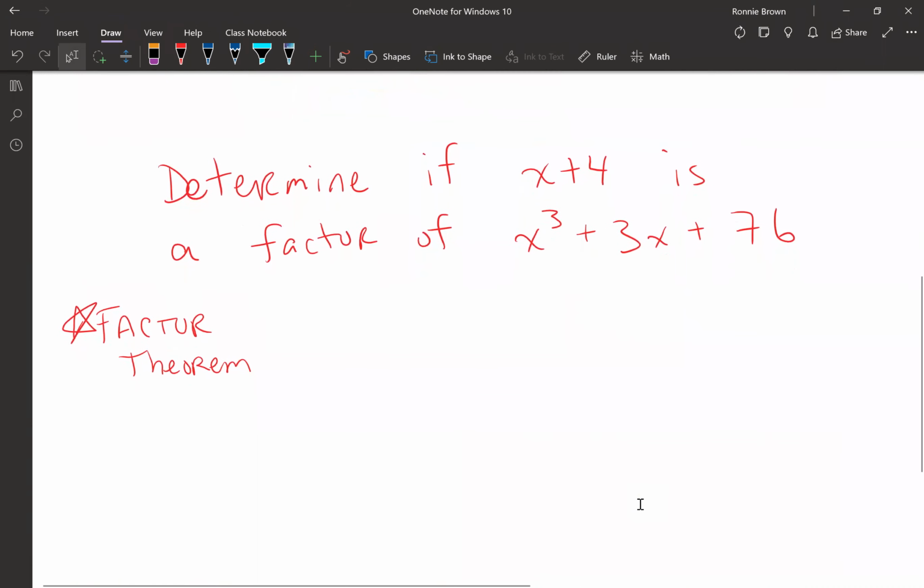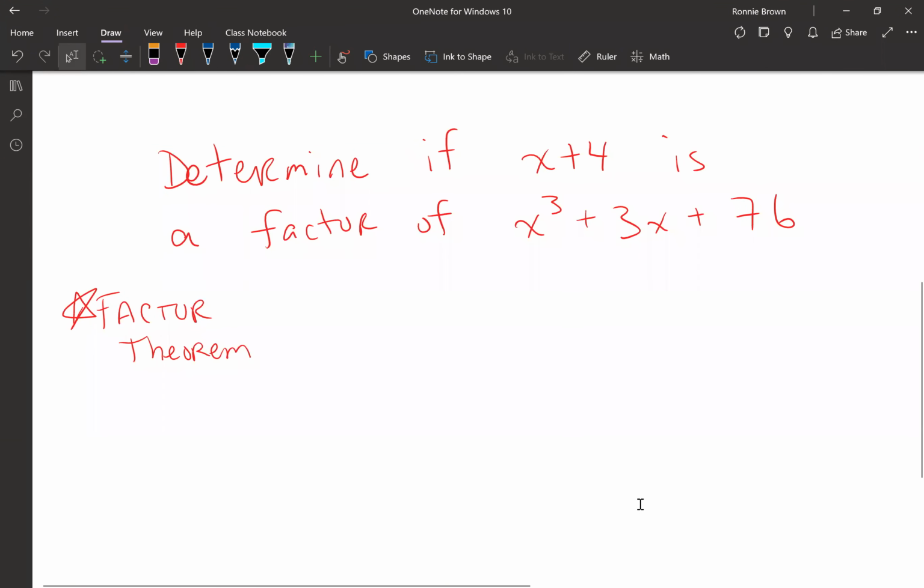All right, let's take a look at another problem. This time we're going to use what's called the factor theorem. We're told to determine if x plus 4 is a factor of x to the third plus 3x plus 76. To determine if something is a factor of something else, we must make sure it divides evenly. For instance, I can tell you that 4 is a factor of 20, right? Why? Because 4 goes into 20 5 times evenly.